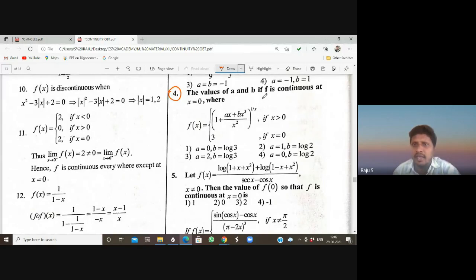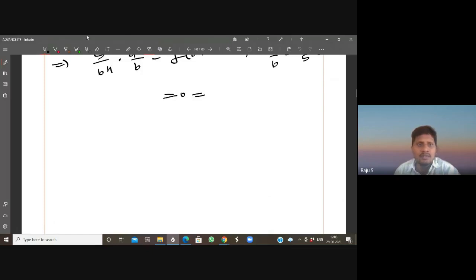The values of a and b, if f is continuous at x is equal to 0, where f of x is given. So the function is given for x greater than 0 and x is equal to 0, and it is clearly continuous at x is equal to 0. Greater than 0 means it is 0 plus. Right hand continuity should be equal to the given function at 3. That we have to do, then we'll get the answer.